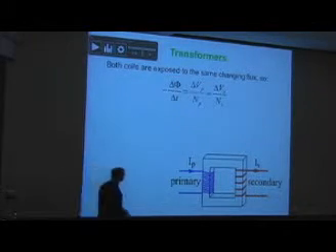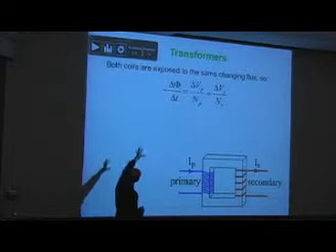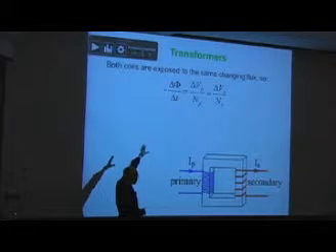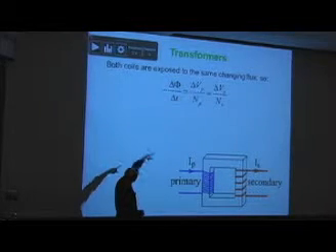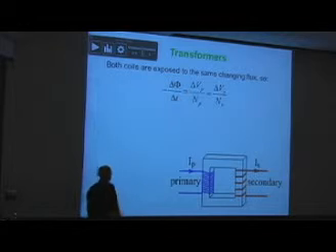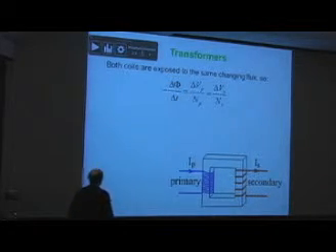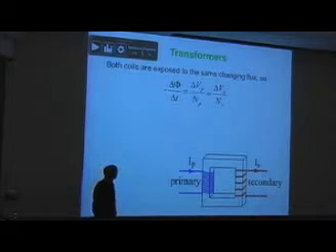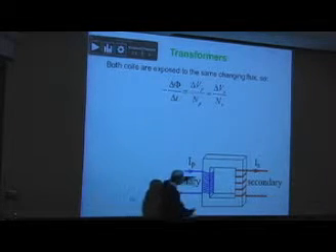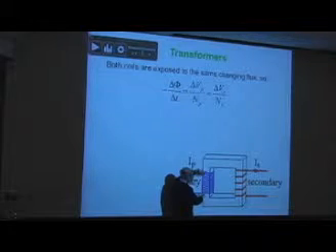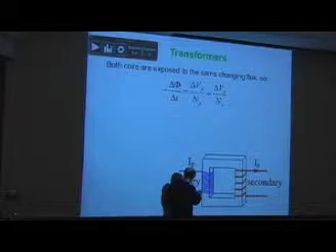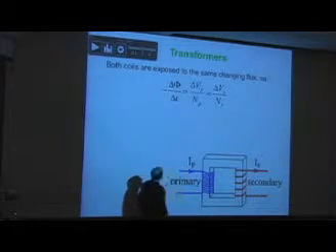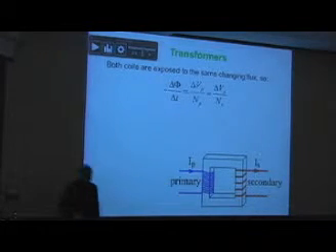So if you expose them to the same change in magnetic flux, that looks different from Faraday's law, but it's Faraday's law. Okay? Minus N, there's a voltage, there's a delta flux over delta t. It's Faraday's law. And so you can say delta V, the voltage across the primary, divided by the number of turns in the primary, 1, 2, 3, 4, 5, 6, 7, 8, 9, 10, is the same ratio for the secondary.